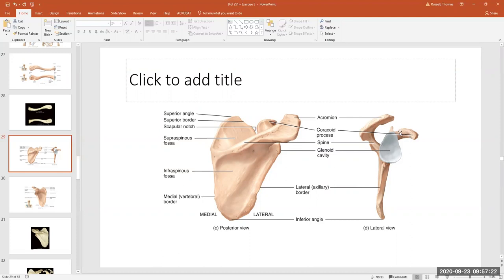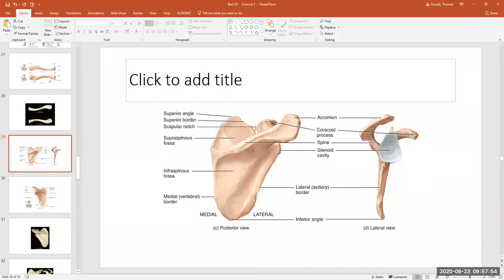Now you can see it pretty good from here. Here's the coracoid process. So this is anterior over here. This is posterior over here. So how do I know that? Because this is the spine. At the end of the spine is this broad flat piece called the acromion. On the anterior side of the bone, so if I was looking at the front of somebody, this is on the anterior side. It's called the coracoid process.